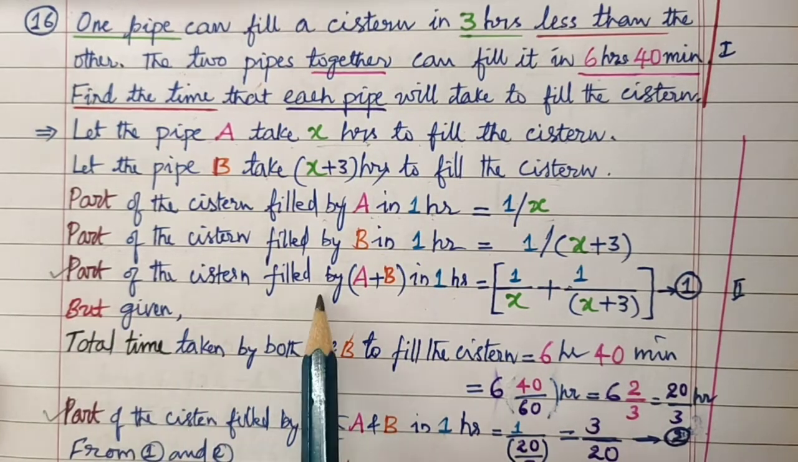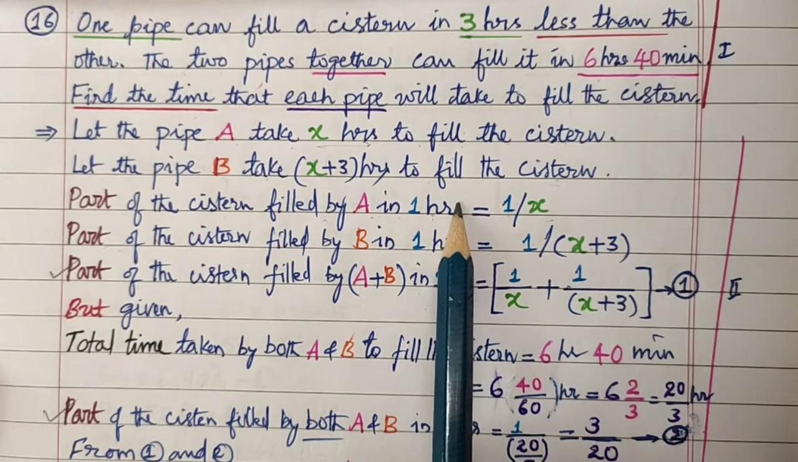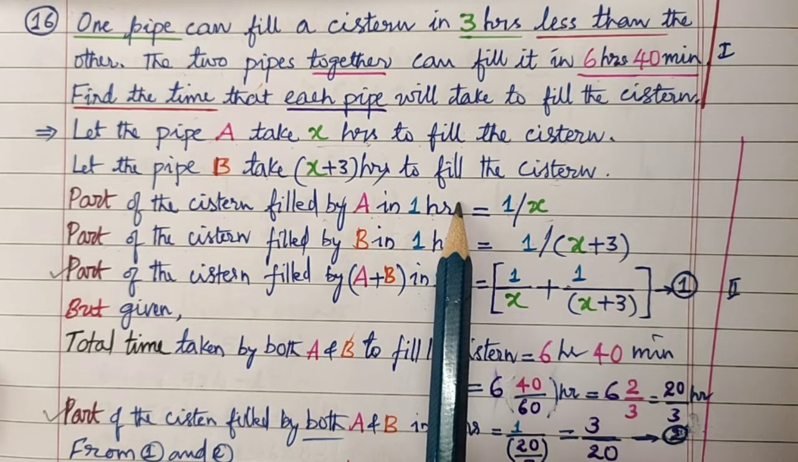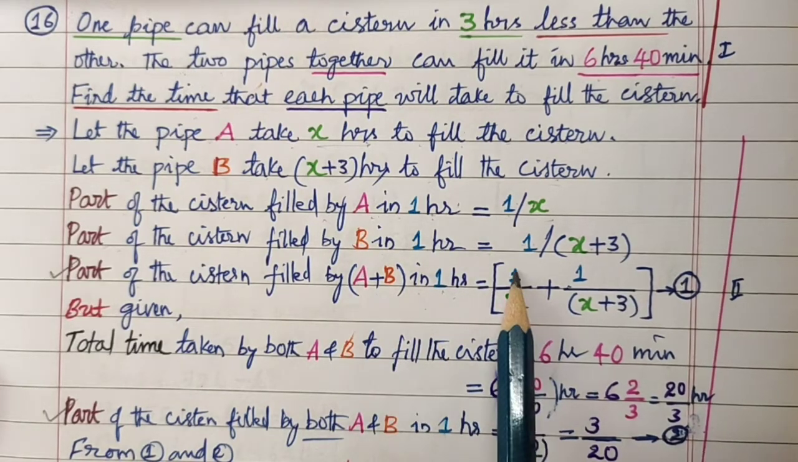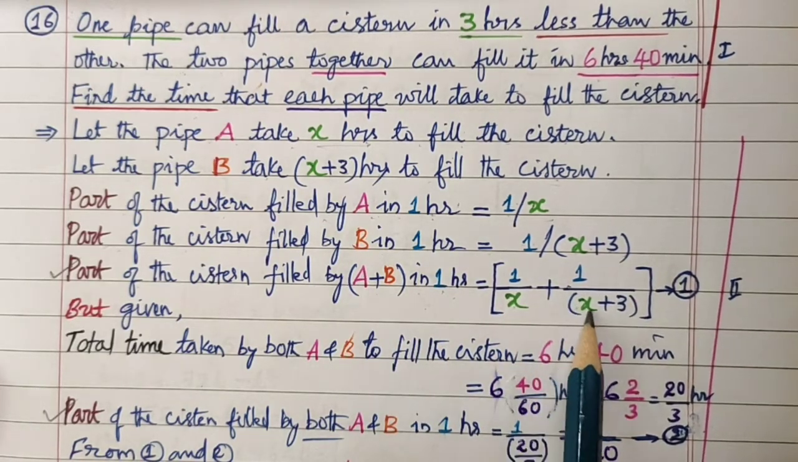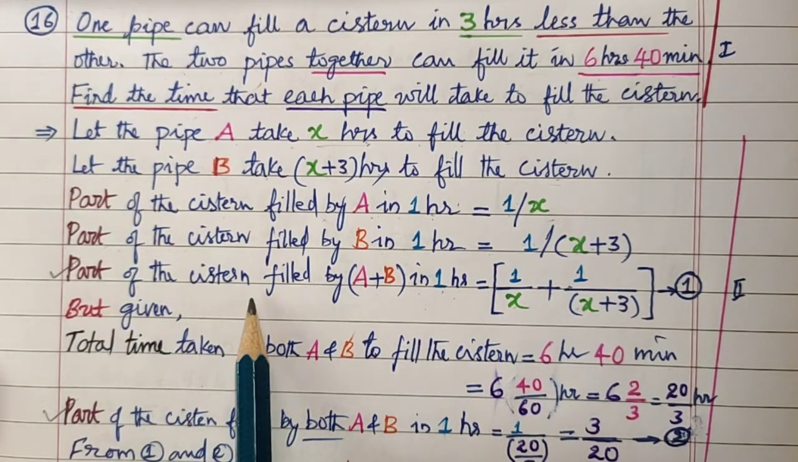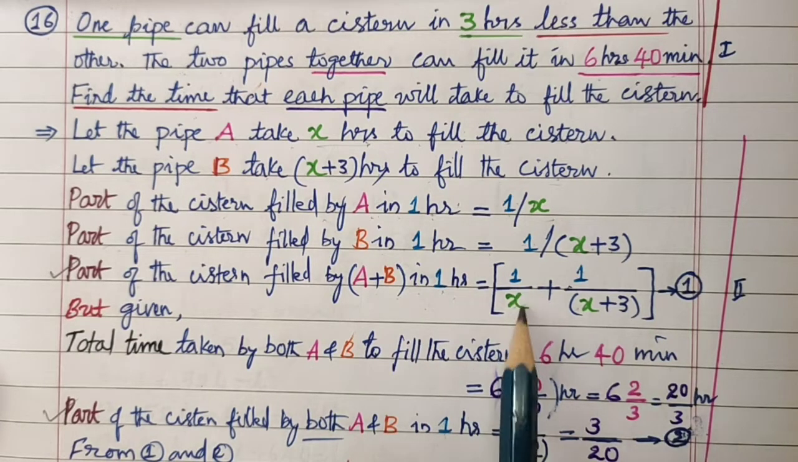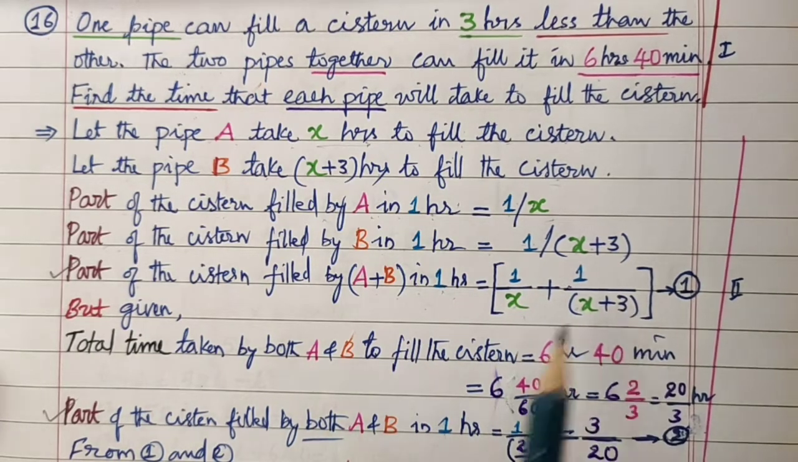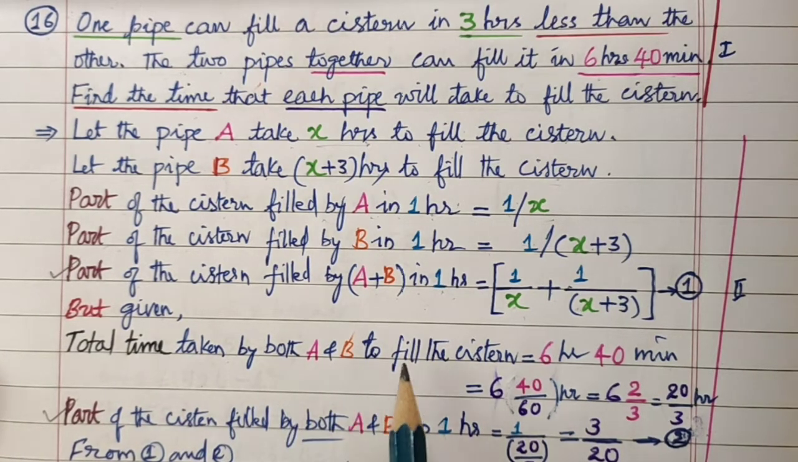Part of the cistern filled by A plus B in 1 hour. This is the part filled by A in 1 hour. This is the part filled by B in 1 hour. Combined, the part of the cistern filled by A and B in 1 hour is equal to 1 by x plus 1 divided by x plus 3. But they have given the total time taken by both A and B to fill a cistern.